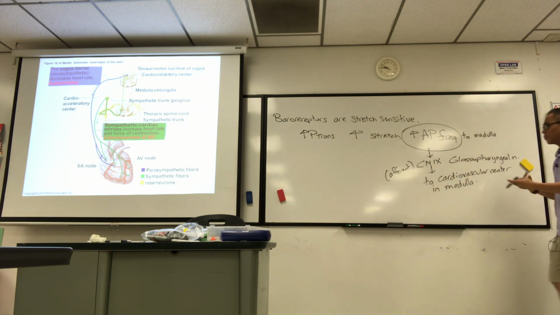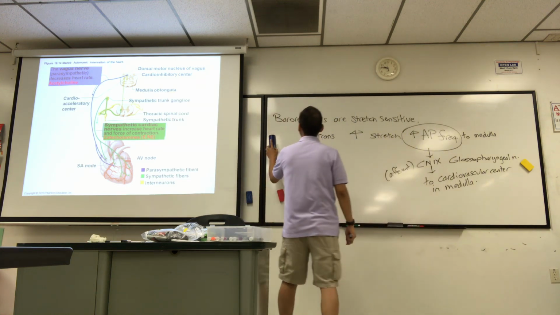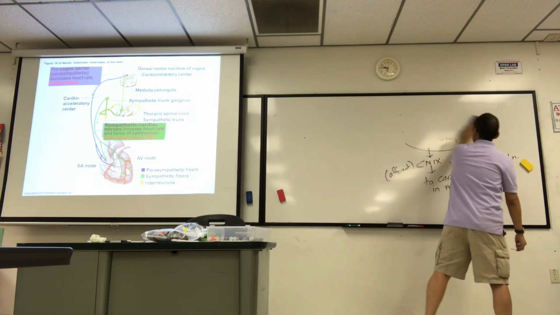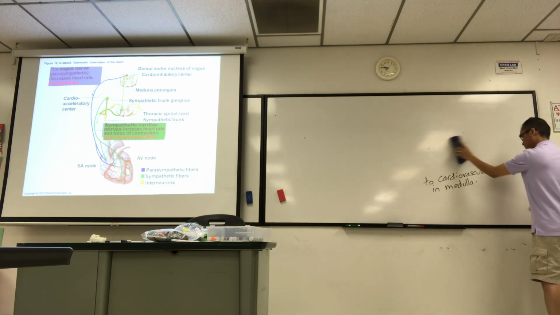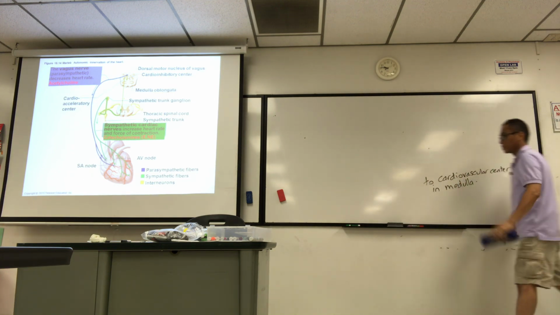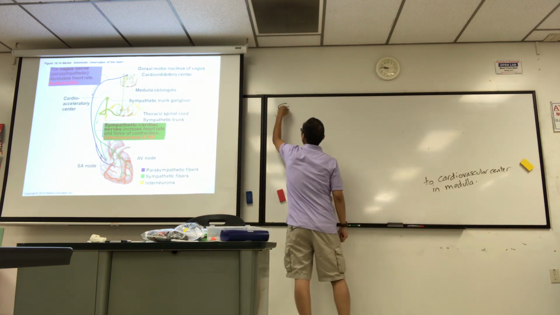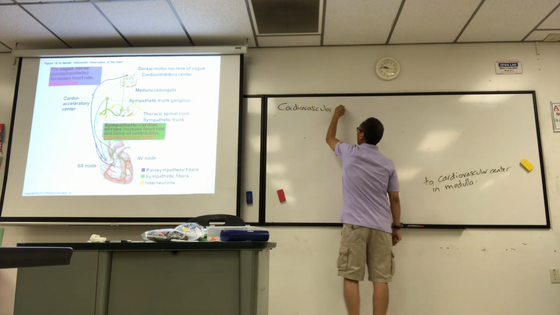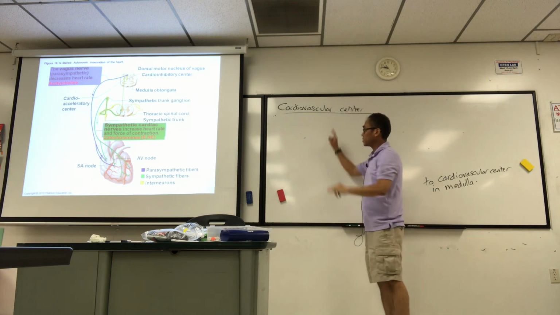Then you get to the medulla, you mobilize the correct centers. So let me erase this now. I'll leave this term, cardiovascular center. What we want you to know are three subcenters of this center.